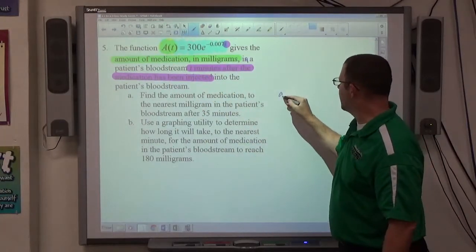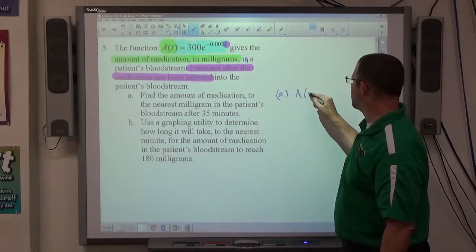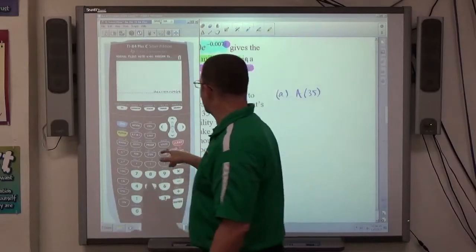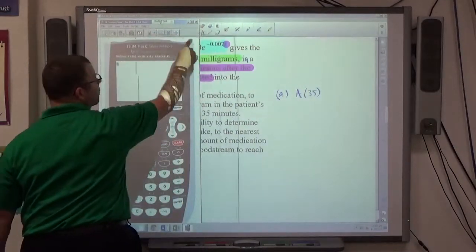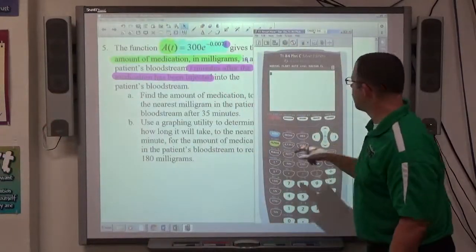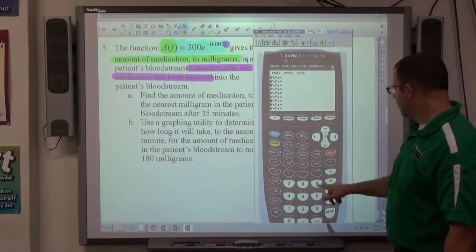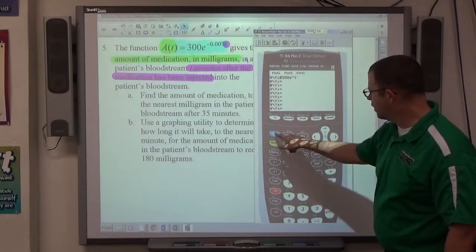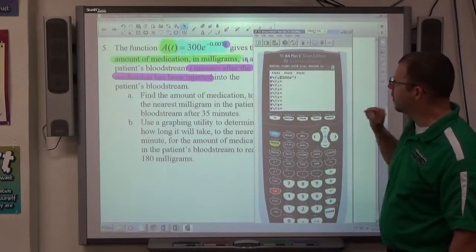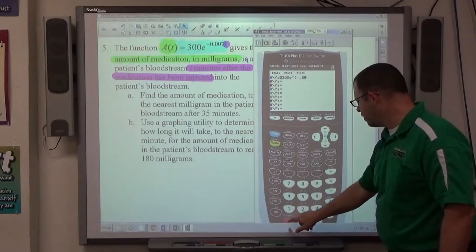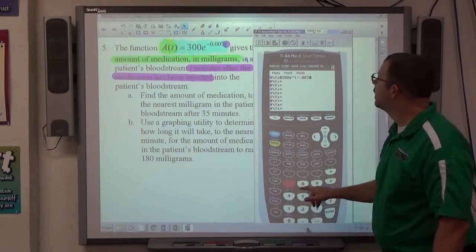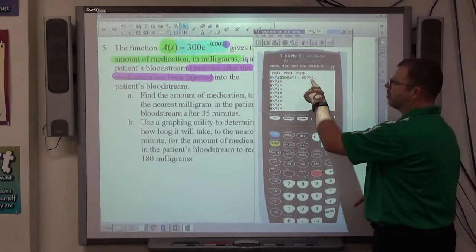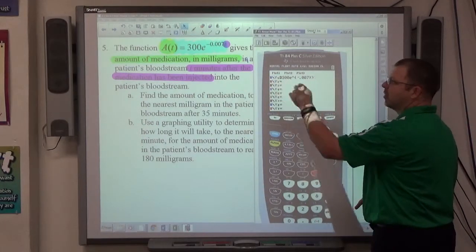So basically part A is simply asking us what does A of 35 equal. And to do that, it's real simple. We go to our calculator, we enter the function, go y equals, clear out whatever's in there, type in 300 e, always get e by second ln, that brings up e caret parentheses, negative 0.007 x.